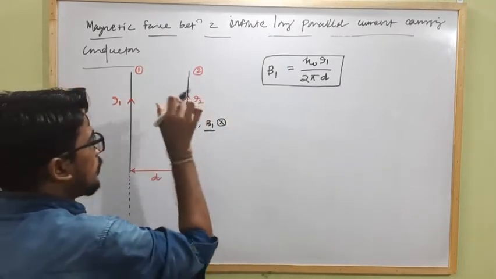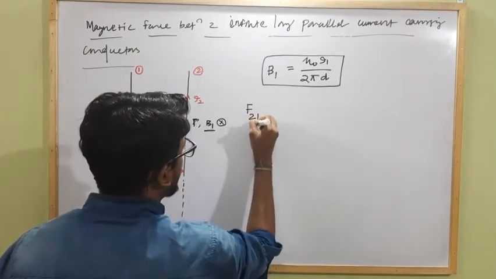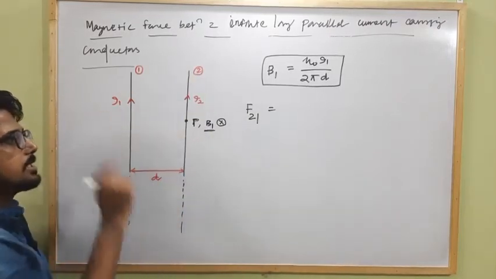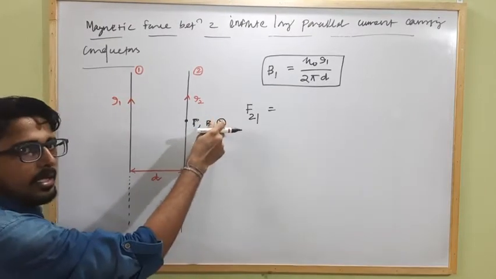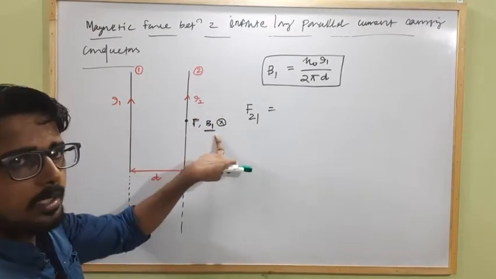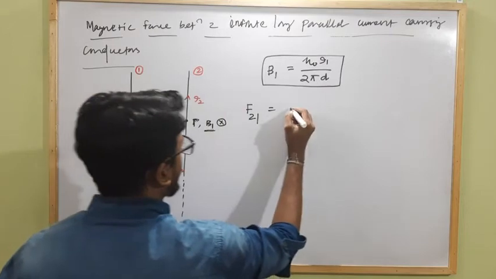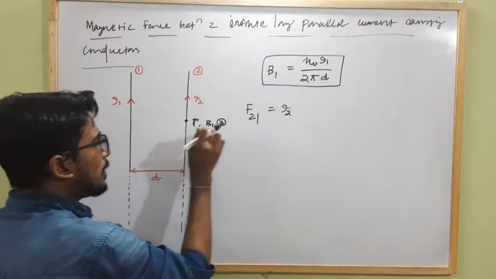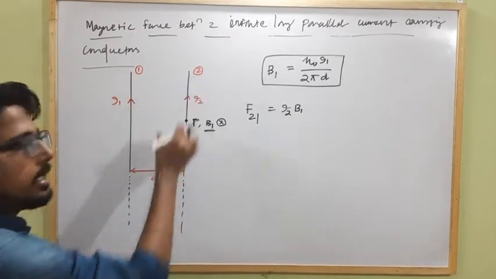So the magnetic force acting on 2 due to 1 will be how much? We know this is a current carrying conductor placed inside the magnetic field of the current carrying conductor I1, which is acting into the plane. So conductor 2 is placed in an external magnetic field of strength B1. So the force acting on it will be the current flowing through this conductor I2, into the magnetic field strength in which it is placed, that is B1, into the length of this current carrying conductor.